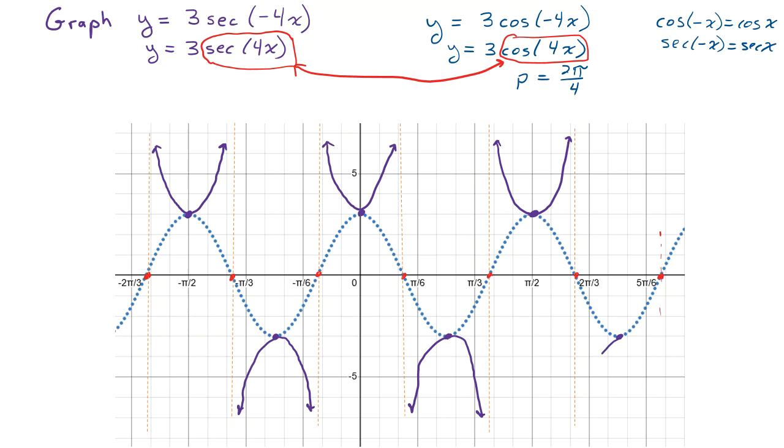Okay, so the key is to start with your cosine graph, or in the case of cosecant, you're going to start with your sine graph, and then find your asymptotes and find your max and min points, and then you can kind of just sketch the rest.